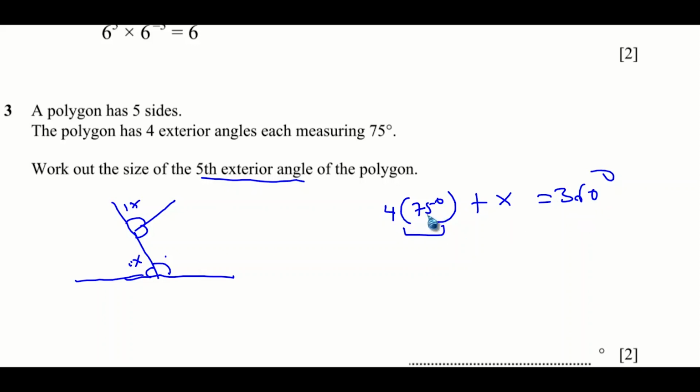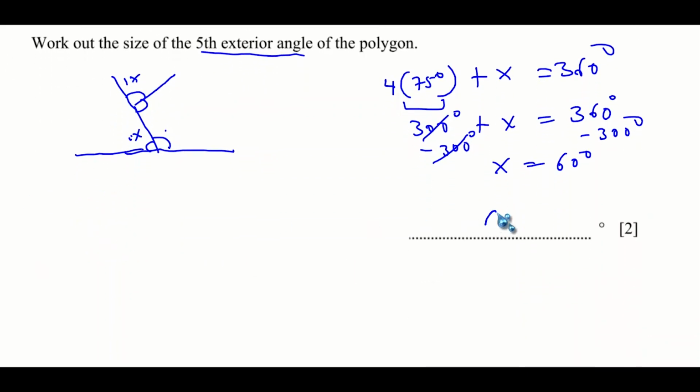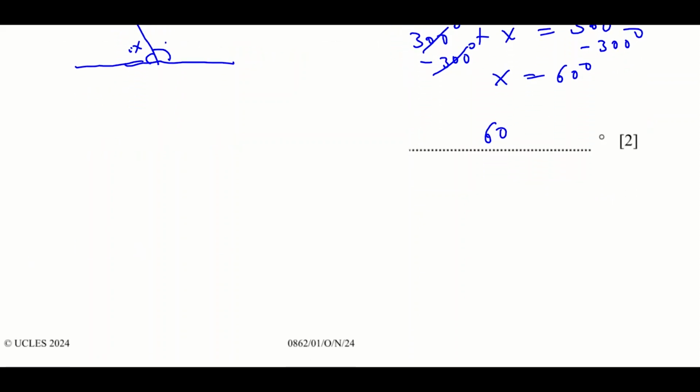So if you multiply 75 degrees by 4, that will give you 300 degrees. Add x, then it will be equal to 360 degrees. Then you can solve for x, so subtract 300 degrees from both sides. So this will cancel out this, so we're left with x equals 360 degrees minus 300 degrees. That will be 60 degrees. So our final answer here is 60 degrees. So the unit is there. So let's go to the next question.